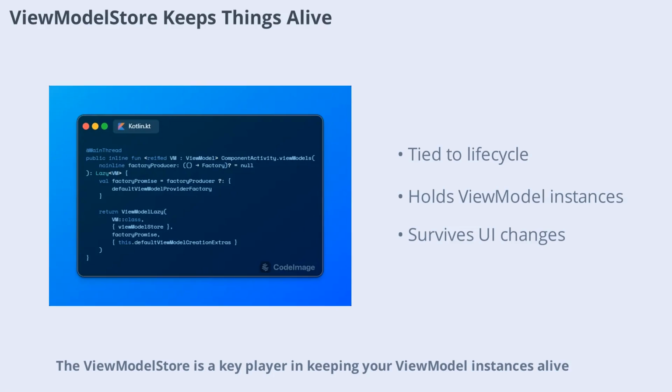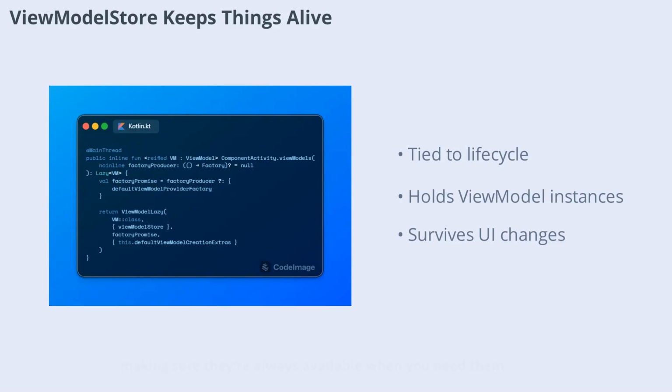ViewModelStore is a key player in keeping your ViewModel instances alive. It's tied to the lifecycle of your activity or fragment and holds all ViewModel instances for that scope. This means that even if your UI is destroyed and recreated, the ViewModelStore ensures your data survives. It's like a safe storage area for your ViewModels, making sure they're always available when you need them.